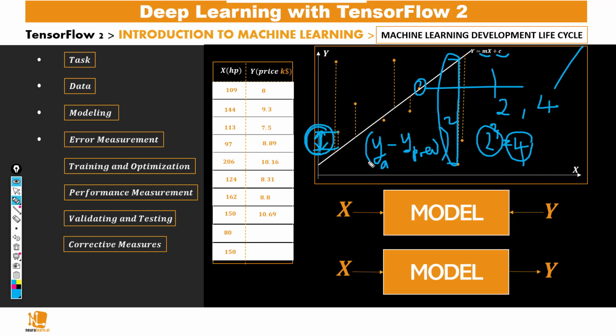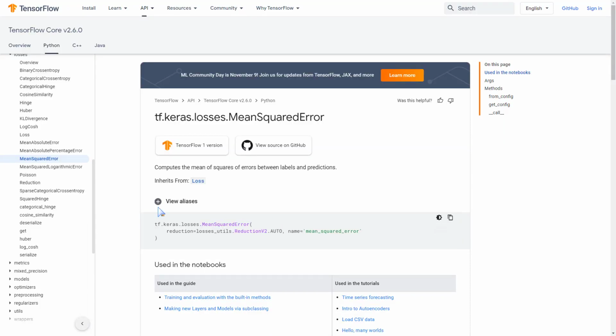Now if we want to get the overall error, we could use what we call the mean square error function. With the mean square error function, we're basically doing this, but repeating it for each and every point, and then finding the average of all those errors. And as usual, TensorFlow already has this built in, so all we need to do is make use of this function which has already been built.